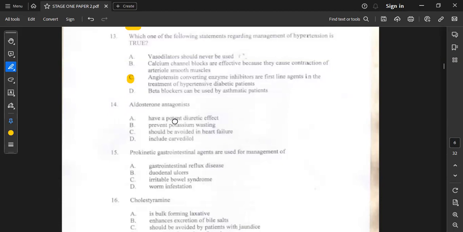Aldosterone antagonists have a potent diuretic effect. They prevent potassium wasting. They should be avoided in heart failure, and they include carvedilol.